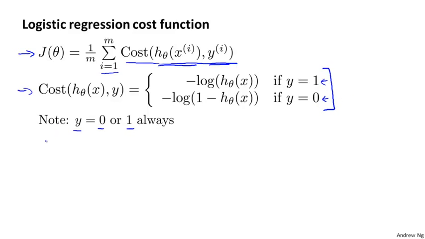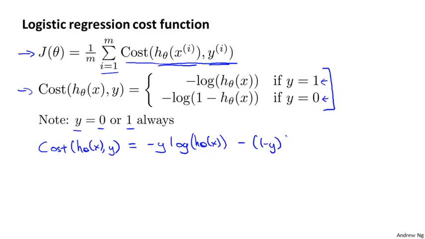Concretely, we can write out the cost function as follows. We'll say that cost of h of x comma y, I'm going to write this as minus y times log h of x, minus 1 minus y times log 1 minus h of x. And I'll show you in a second that this equation is an equivalent, more compact way of writing out this definition of the cost function that we had up here. Let's see why that's the case.